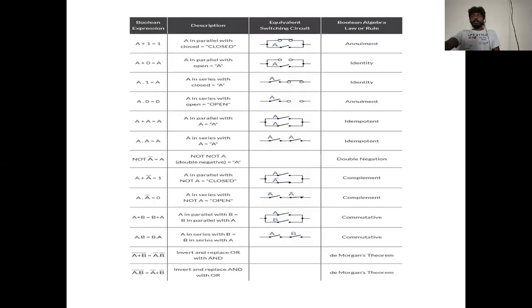And here you have some Boolean expressions and descriptions along with the rules, right? First is A plus 1 equal to 1. This is called annulment, right? Annulment. A plus 1 equal to 1. Whatever the term associated with A, the function will be 1. If 1 is added to some variable, A plus 1 equals 1. That represents that whether A is 0 or 1, the output function will be 1.